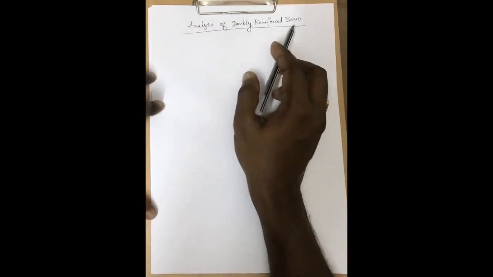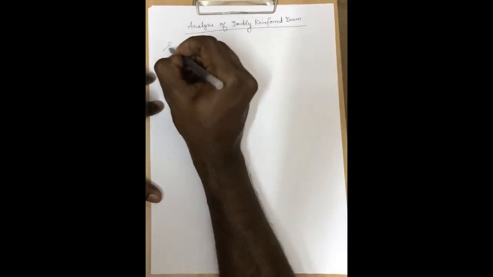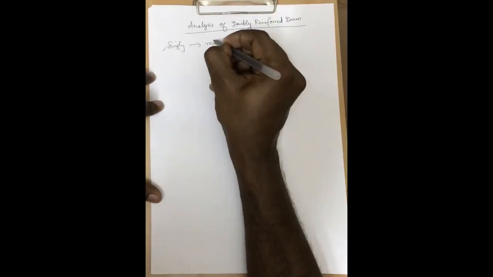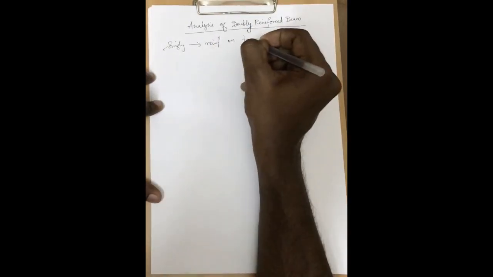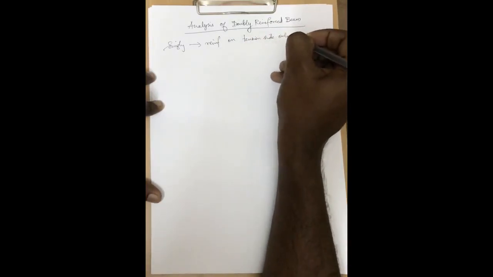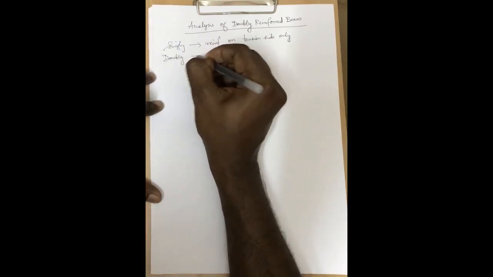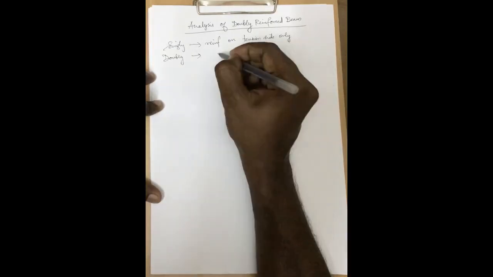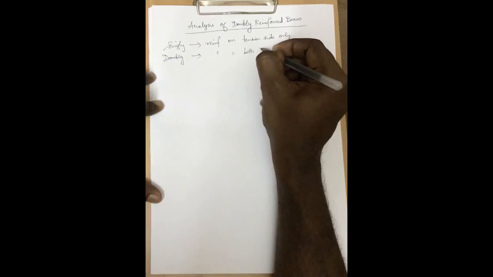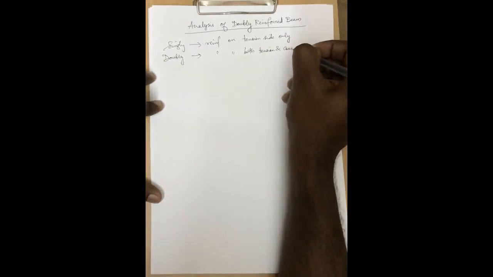Analysis of doubly reinforced beams. We have already learned about singly reinforced beams, where reinforcement was provided on the tension side only. But now it is time to study doubly reinforced beams, where reinforcement has to be provided on both the tension and compression sides.